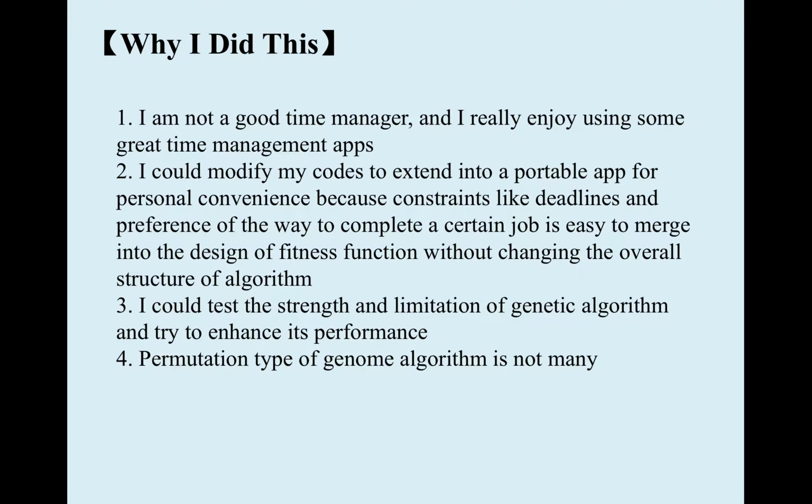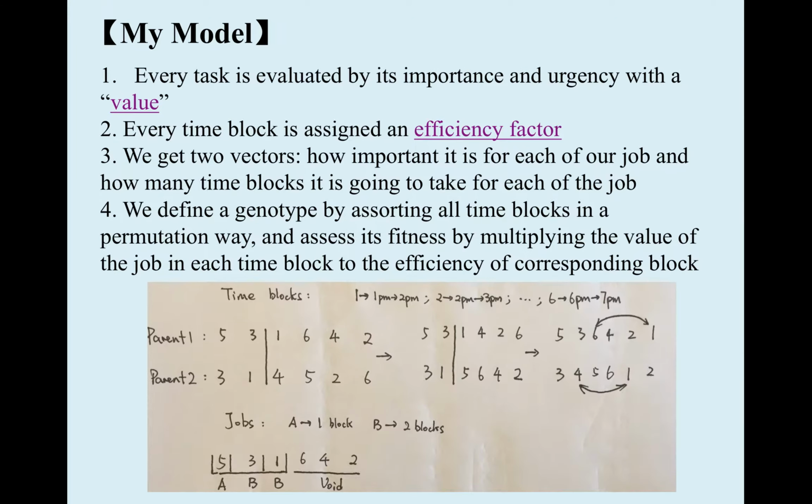Why did I do this? First of all, I'm not a good time manager, and I really enjoy using great time management apps. And I could modify my code to extend it into a portable app in the future for personal convenience. Because constraints like deadlines and preference of the way to complete a certain job are easy to merge into the design of the fitness function without changing the overall structure of the algorithm. And I could test the strengths and limitations of the genetic algorithm and try to enhance its performance. The fourth reason is that permutation type genetic algorithms are not that many.